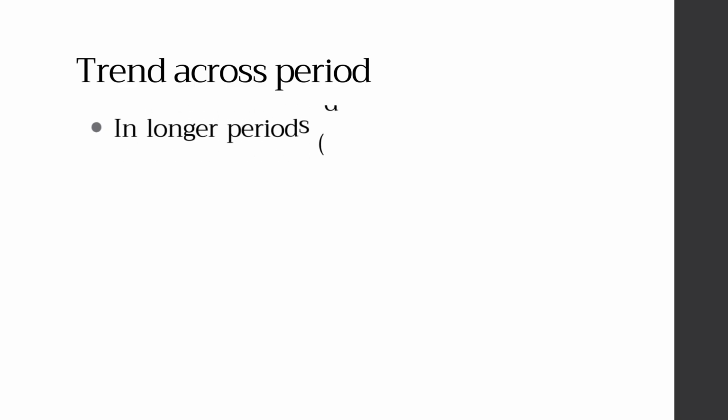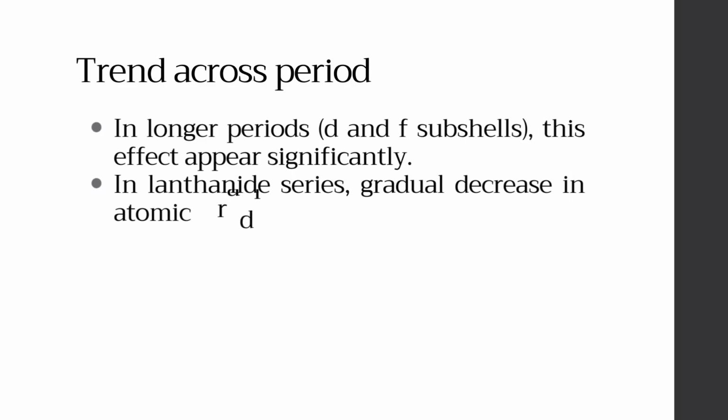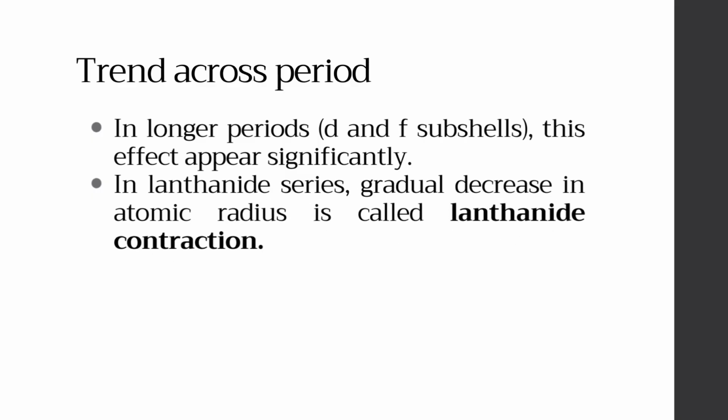In longer periods, especially those involving d and f subshells, this effect becomes more noticeable. In the lanthanide series, the gradual decrease in atomic radius is known as lanthanide contraction. This is an important concept and frequently asked in exams.